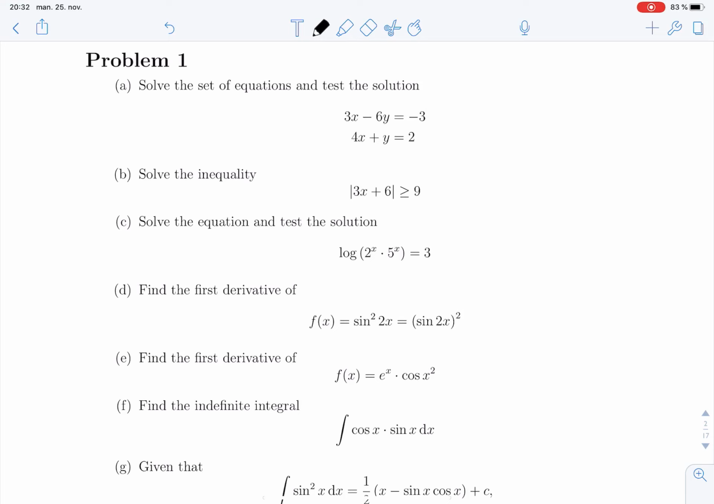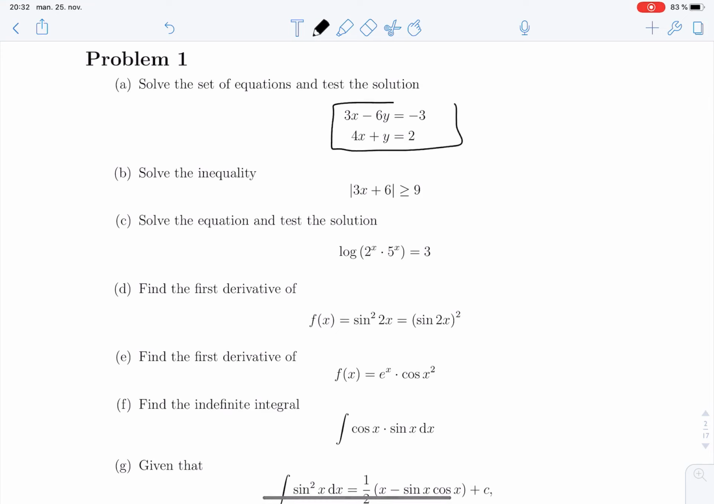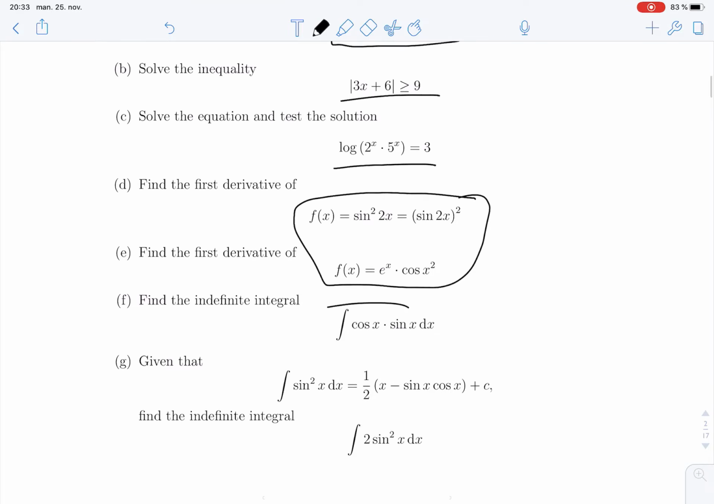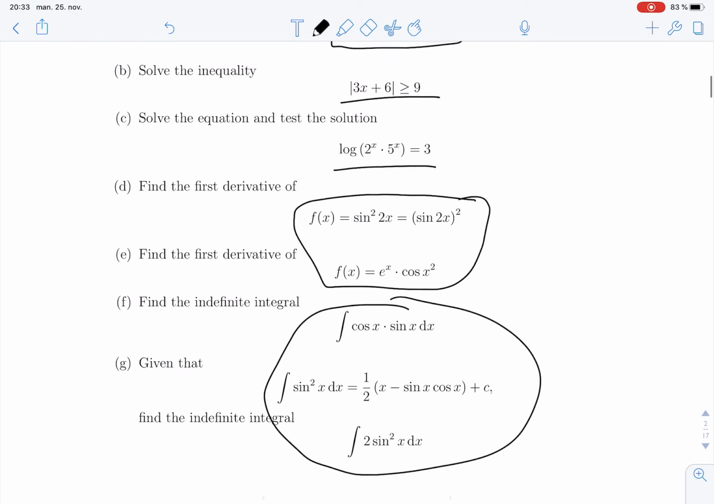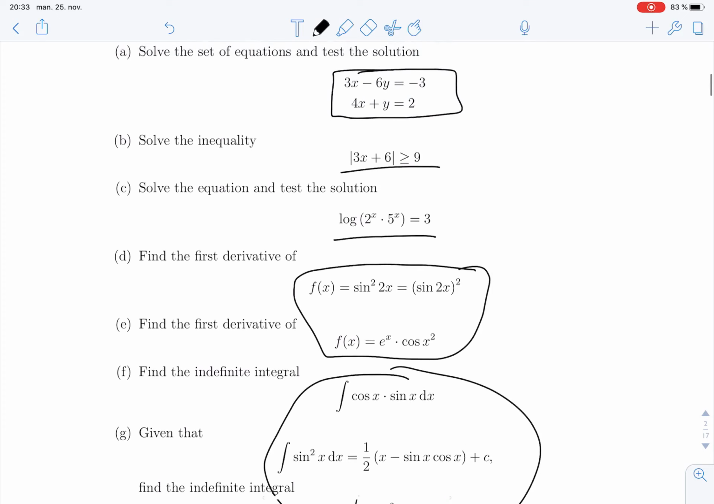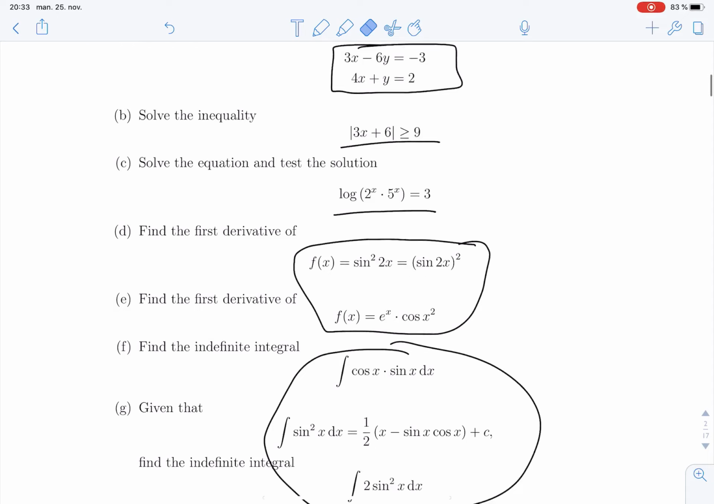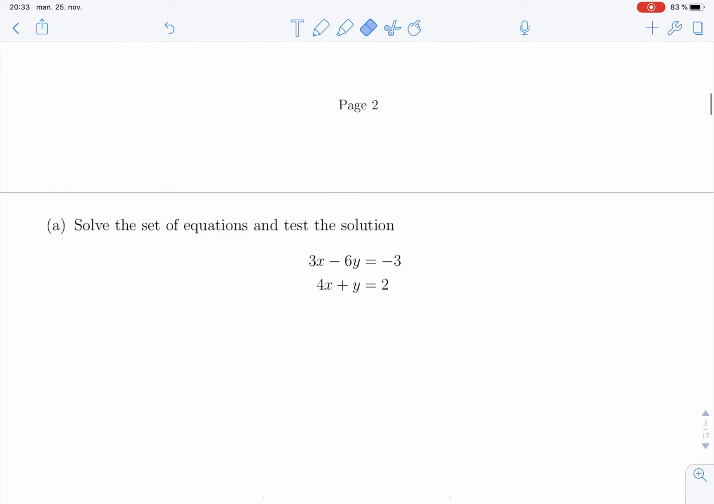So first of all, we have an equation set here. We have an inequality, we have some log equation, and then we have two where we need to find the first derivative and a couple where we need to find the integral. Notice that all of these are independent, so you can solve the last without solving the prior ones. So do those that you know how to do. Okay, let's take the first one.